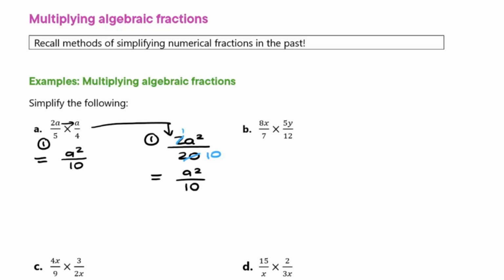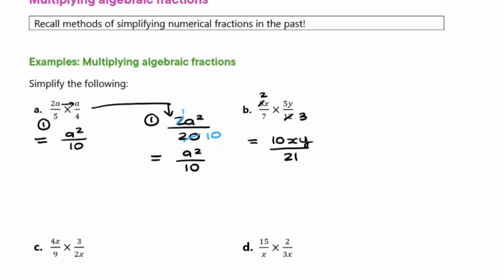I could cancel off, I know that 4 goes into 8 twice, and it goes into 12 3 times. Nothing more that we can simplify down here, so we're going to multiply across that numerator. So that's going to become 2x times 5y becomes 10xy, and then 7 times 3 is 21. So that's done. Let's look at the next one.